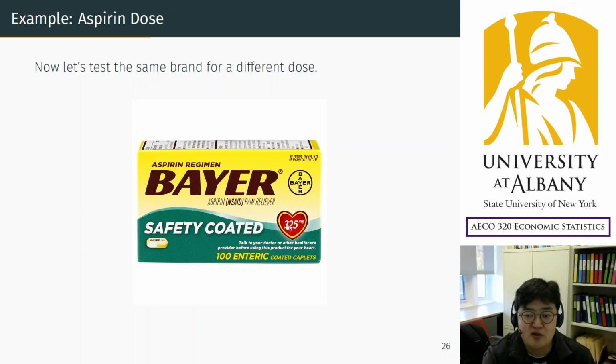It's 325 milligram. I'm curious how this number is chosen. It's not 300 or 350, and previously it was not 80, but 81 milligram. Must be something like some medical theory. Anyhow, so let's do this.